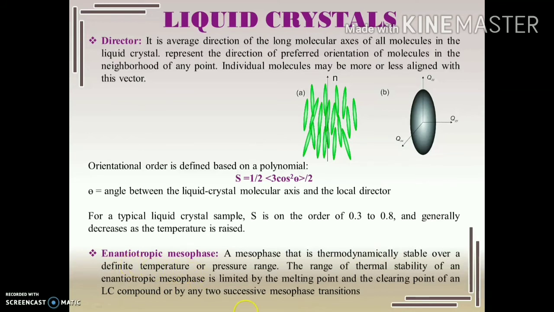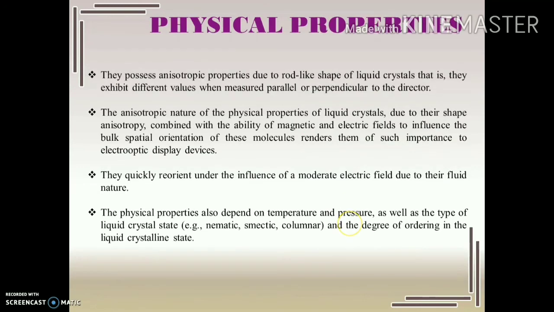Okay, so the next technical term is enantiotropic mesophase. It is actually a mesophase, again a liquid crystal phase, which is thermodynamically stable over a definite temperature or pressure range, and the range of stability is limited by the melting point and the clearing point of the liquid crystal compound.